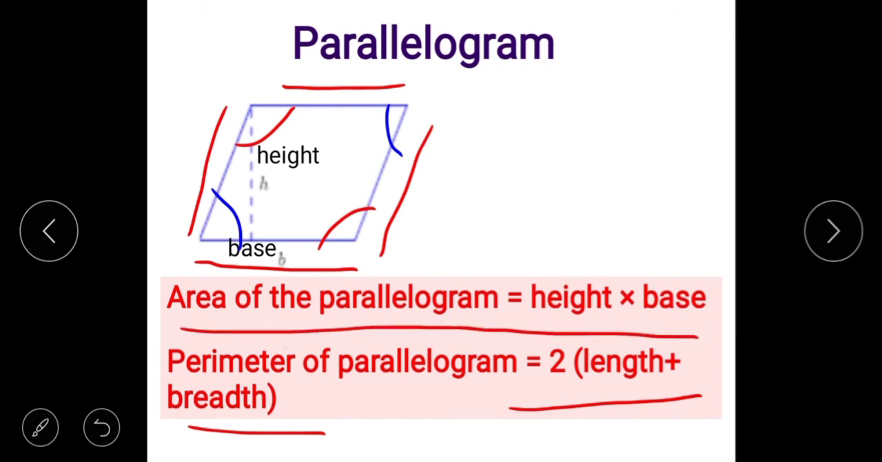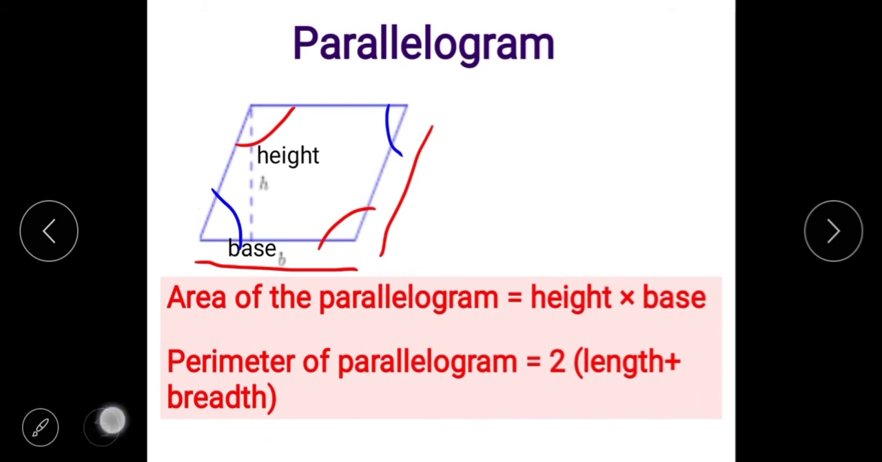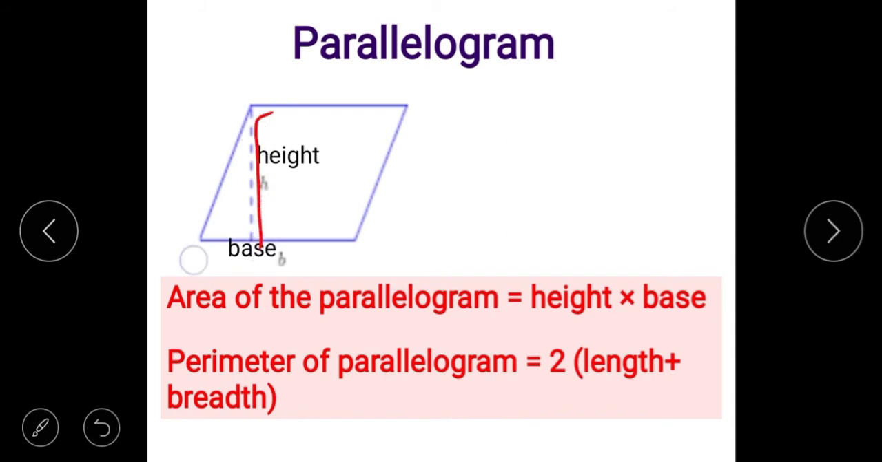The area of a parallelogram is height into base. How? If the base or any one side is given to you and you know the length of the altitude made on that side from the opposite vertex or opposite angle, you can find the area of the parallelogram by using the formula height into base. So the area of a parallelogram is height into base.